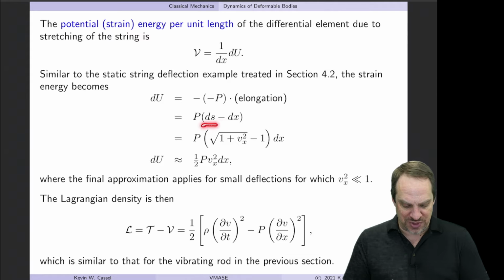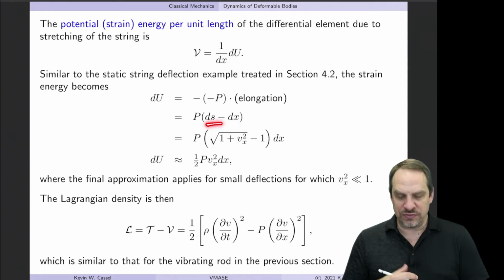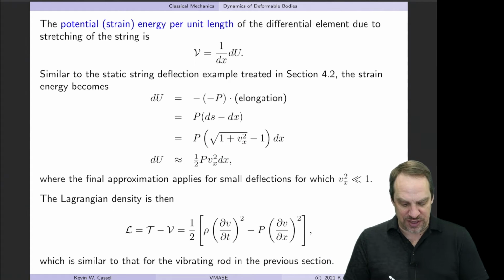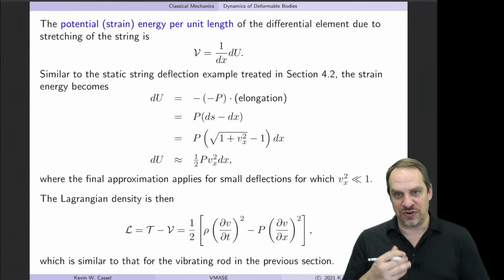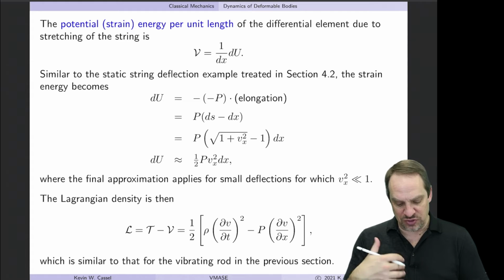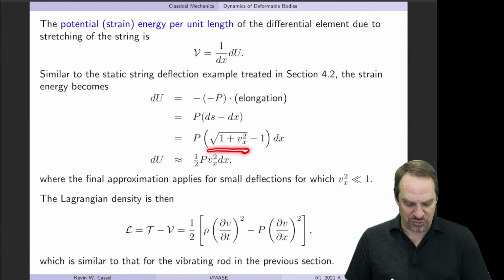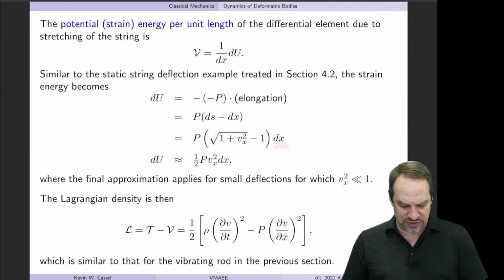So ds minus dx. ds, that's arc length. As usual, that's the square root of 1 plus u prime squared. Now our dependent variable is v, and it has two independent variables, so we have to use a partial derivative. Instead of v prime, it's v sub x, or partial v, partial x. In any case, it's the square root of 1 plus the square of partial v, partial x, times dx. So you factor out the dx, and you have this expression here.